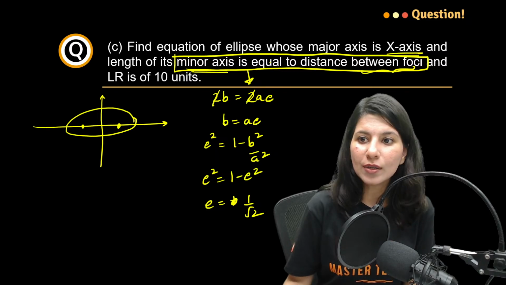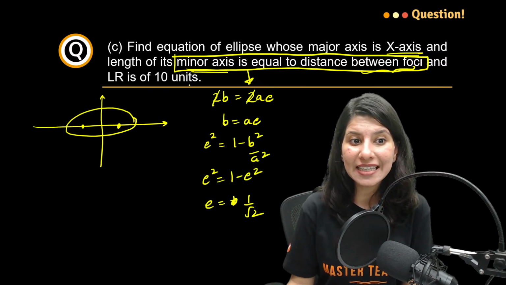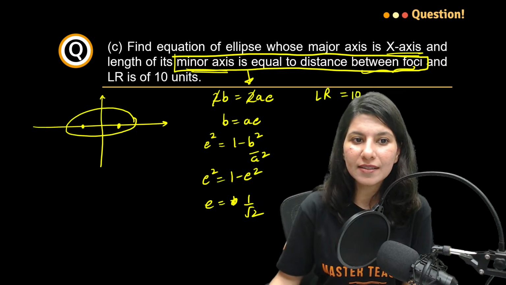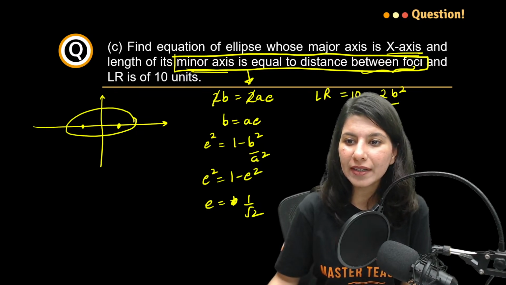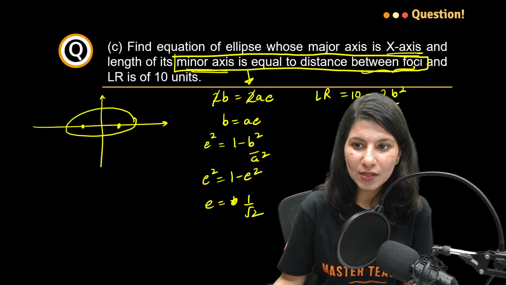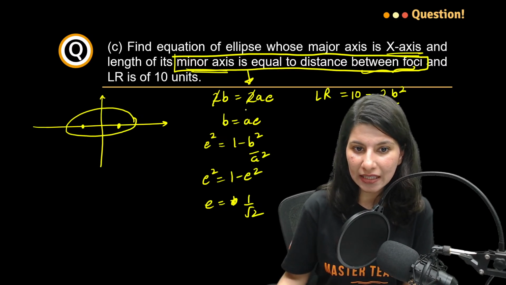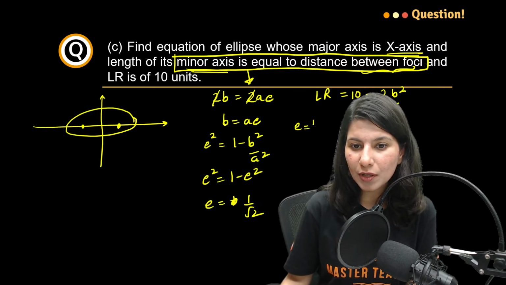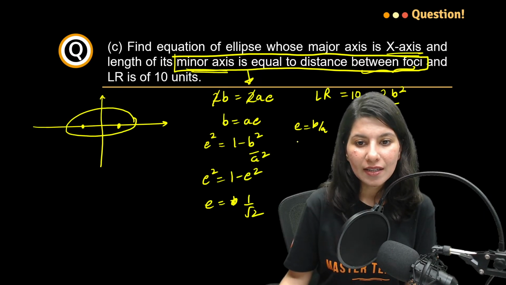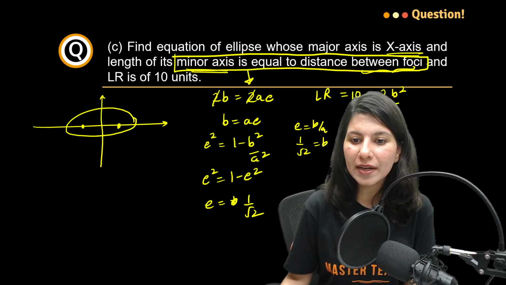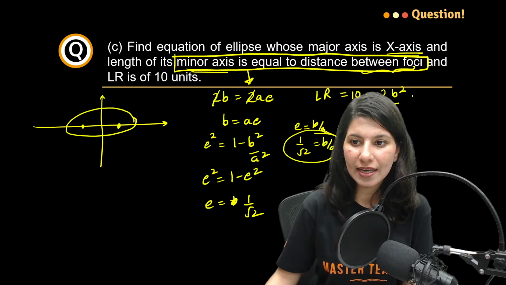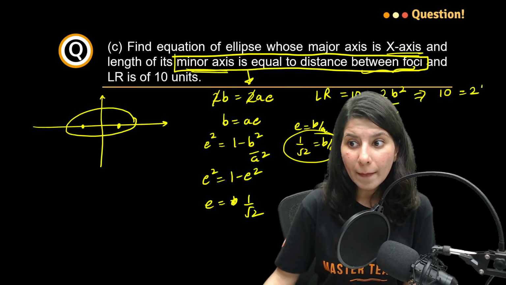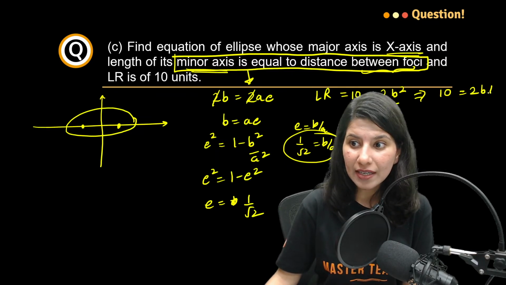Now the latus rectum they are saying is 10 units. So LR is equal to 10, which equals 2B square by A. Now B by A is your E, right? E is B by A. So can you say that 1 by root 2 is B by A? Yes. So 10 is equal to 2B, and B by A is 1 by root 2.